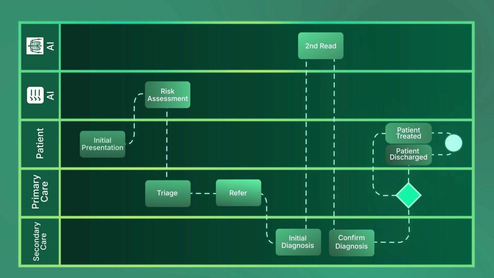Once your pathway is mapped, you can start to analyse the intended impact of adding AI and compare it with evidence from similar AI deployments. This helps you gauge both the likelihood of success and the potential to achieve your desired outcomes.